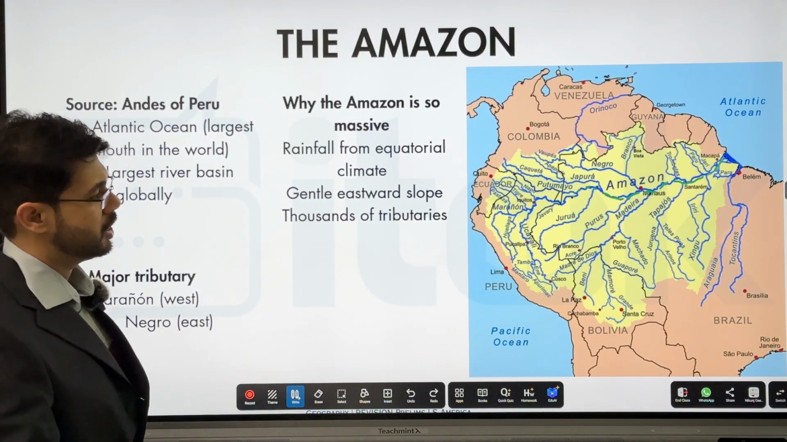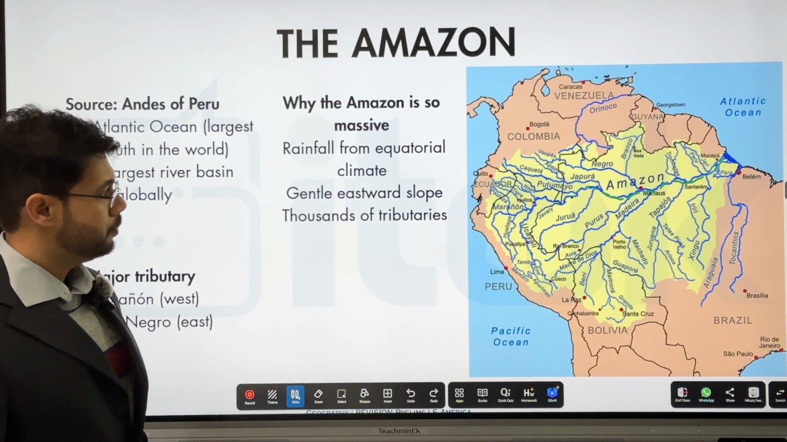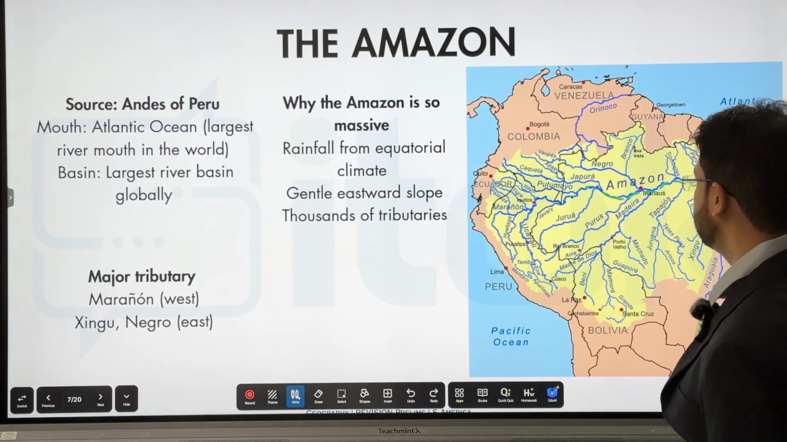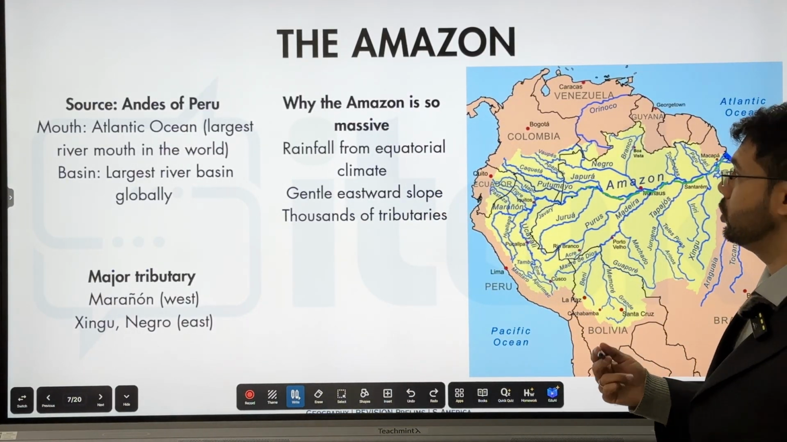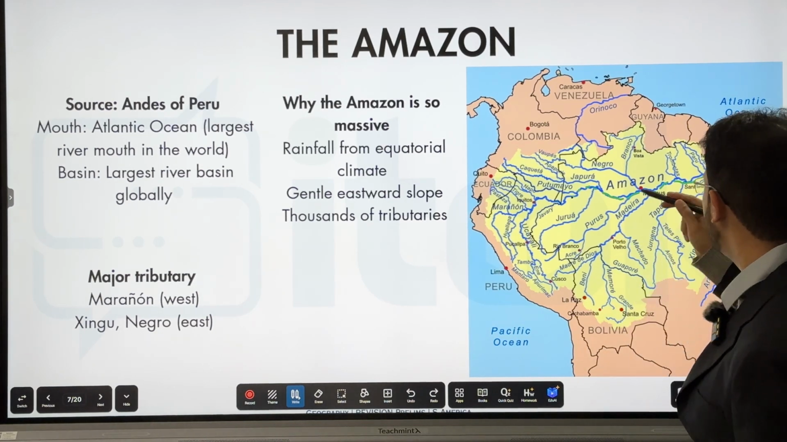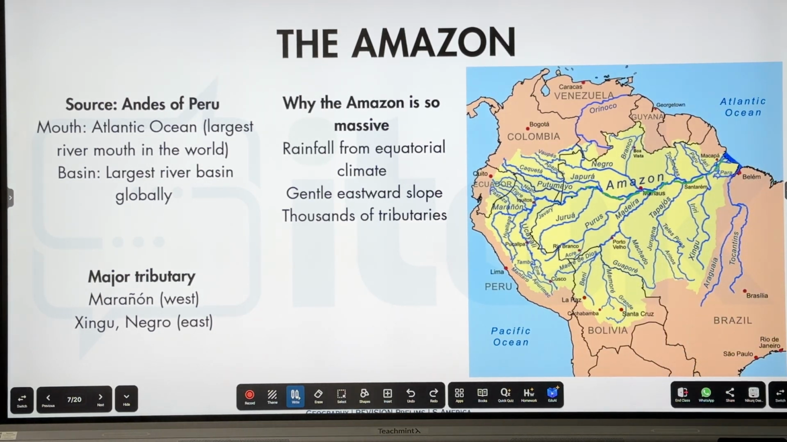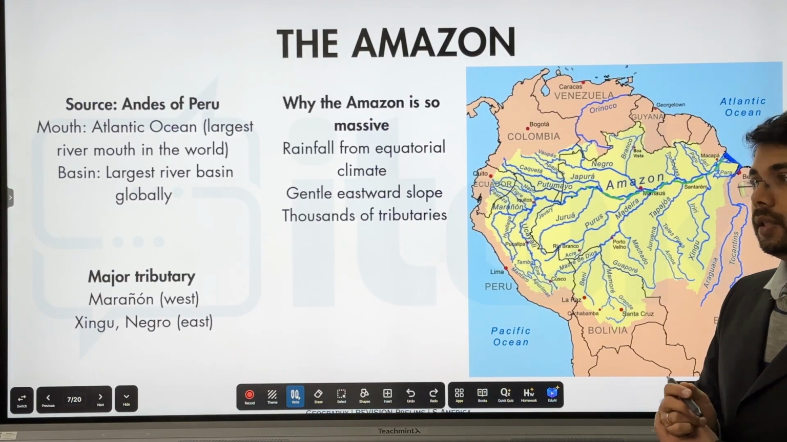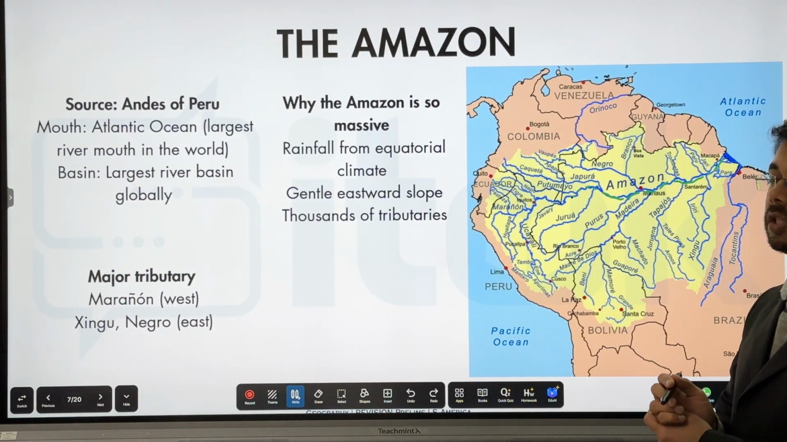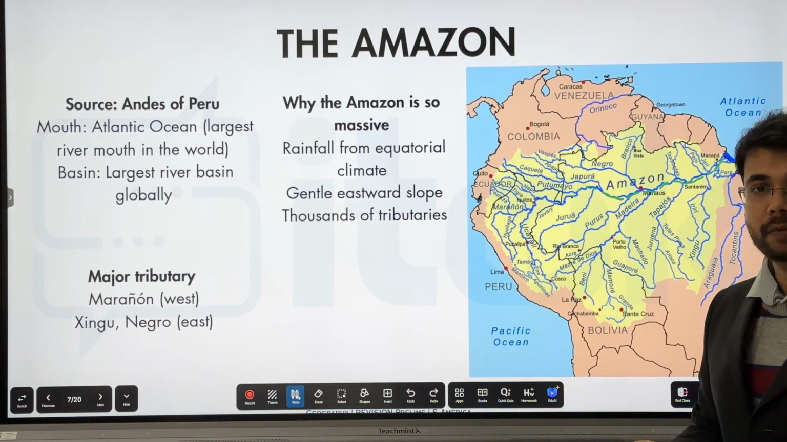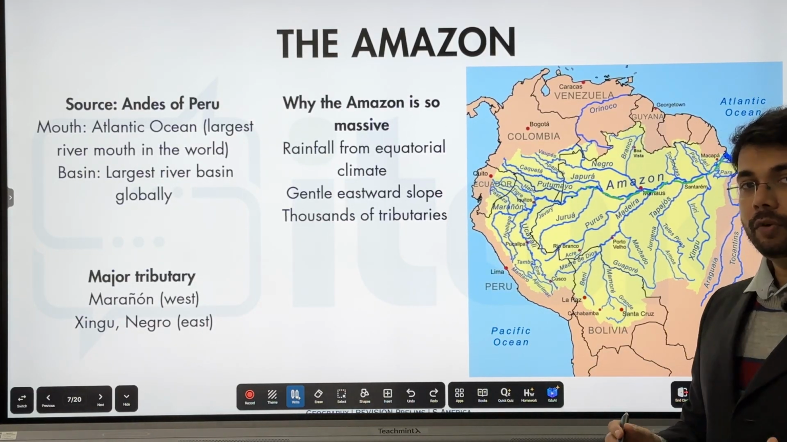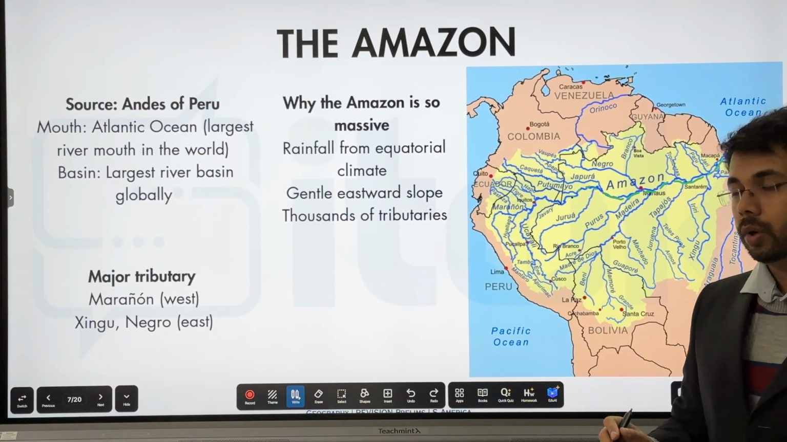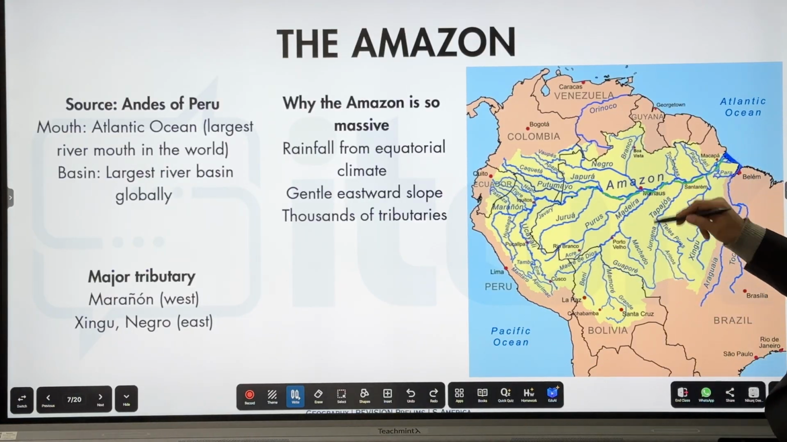Otherwise, most of the countries are covered with this Amazon basin. Okay, so what do we have? The mouth is, of course, the Atlantic Ocean, and it is the largest river basin globally. Now, of course, one major factor is the rainfall because of the equator. When we study the biogeographic regions, we will see that equatorial regions are those regions which receive rainfall on a daily basis for 2 to 3 hours. So daily rainfall for 2 to 3 hours, of course, gives it a massive amount of rainfall, massive amount of water as well. And look at the number of rivers flowing into it.